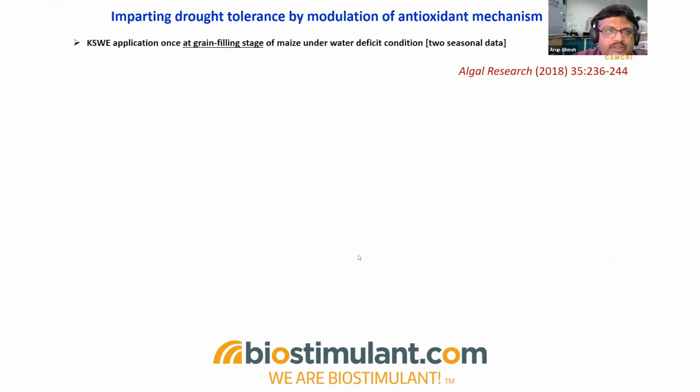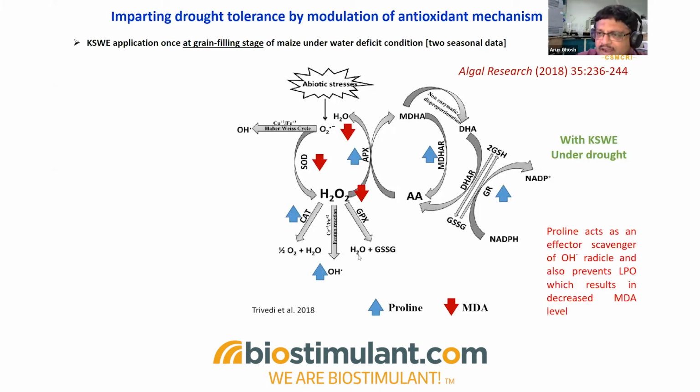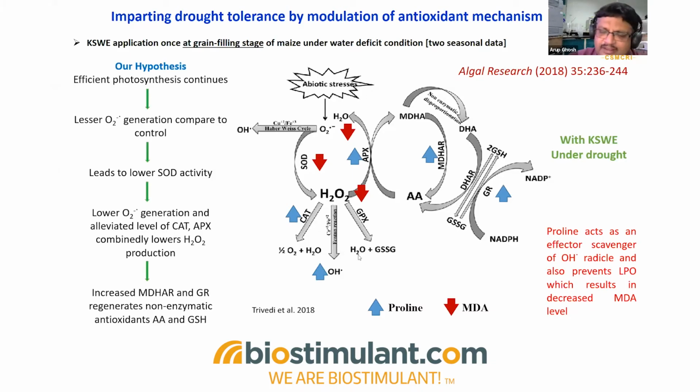We also tried to understand what happens under drought conditions and what happens under normally irrigated conditions. We simulated these, and we found that the effect of the biostimulant is different in drought and in irrigated conditions. So depending on the condition, there is modulation inside the plant. It is not like one particular type of process happens or they follow one trend. So our overall hypothesis is that the photosynthesis process is efficient.